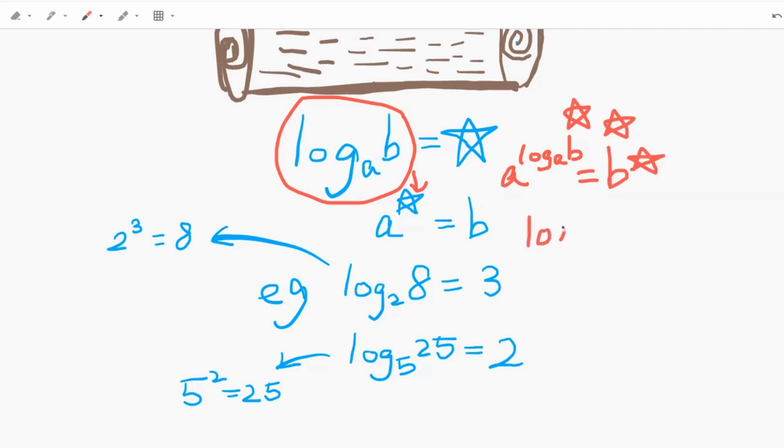Another rule is that log base a of a to the power b equals b, since a has to multiply itself b number of times in order to become a to the power of b.